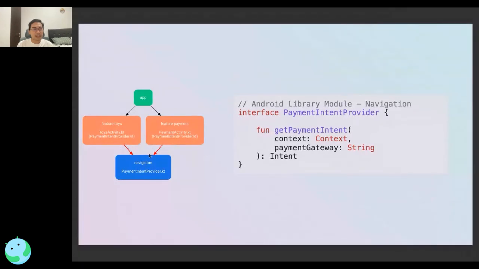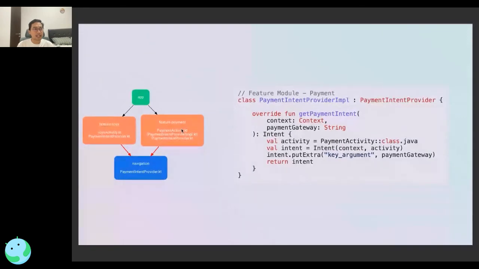And if you see in the graph, the navigation module sits in the middle, or mediates, between feature toys and feature payment. That's why it's called mediator module. So the toys activity will be the one who consumes the payment intent provider. Which module will implement the payment intent provider? The feature payment. That's right. The payment module will implement payment intent provider.